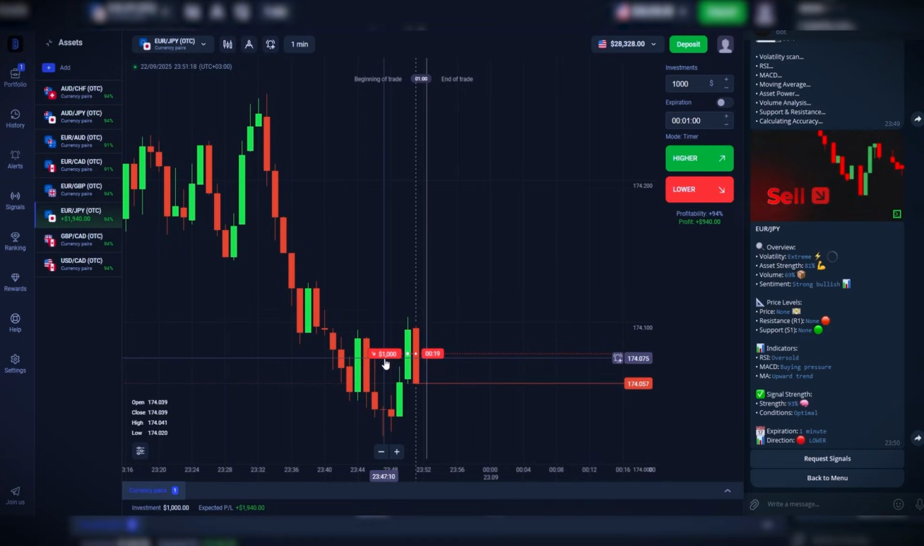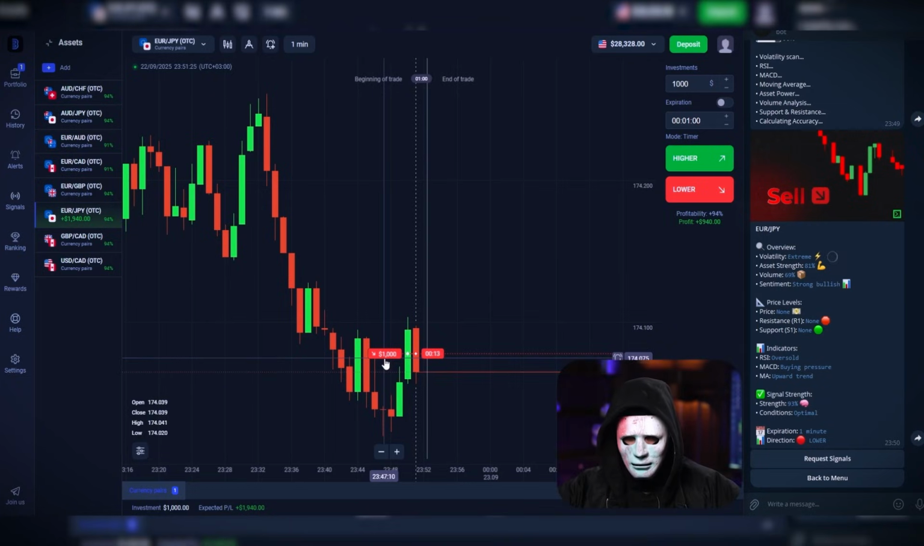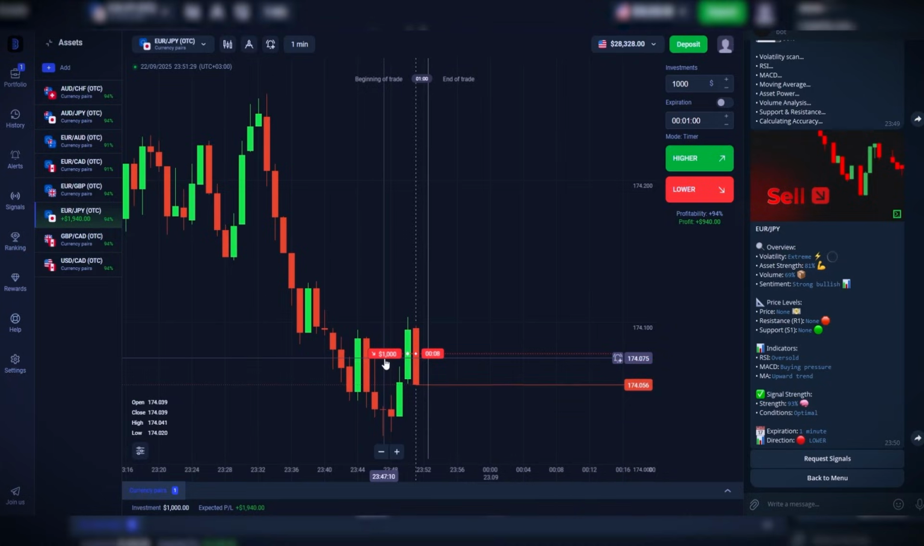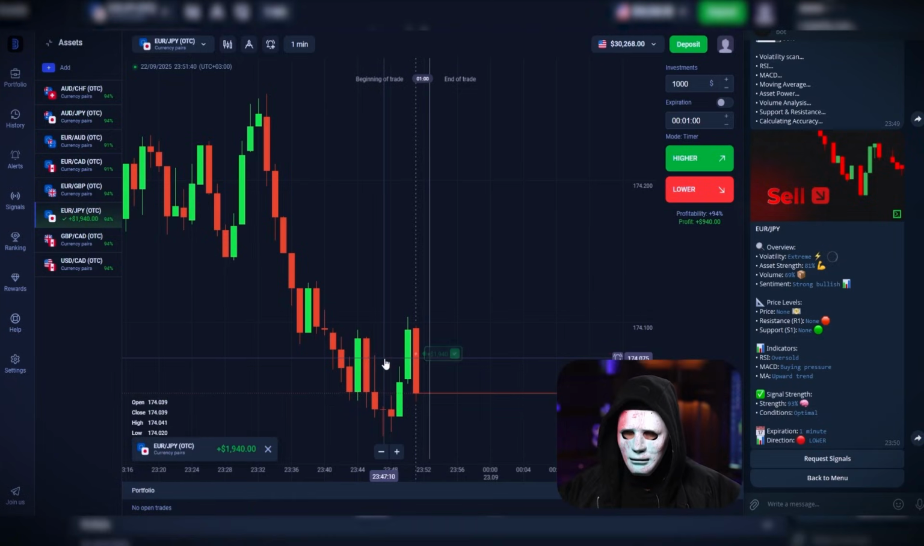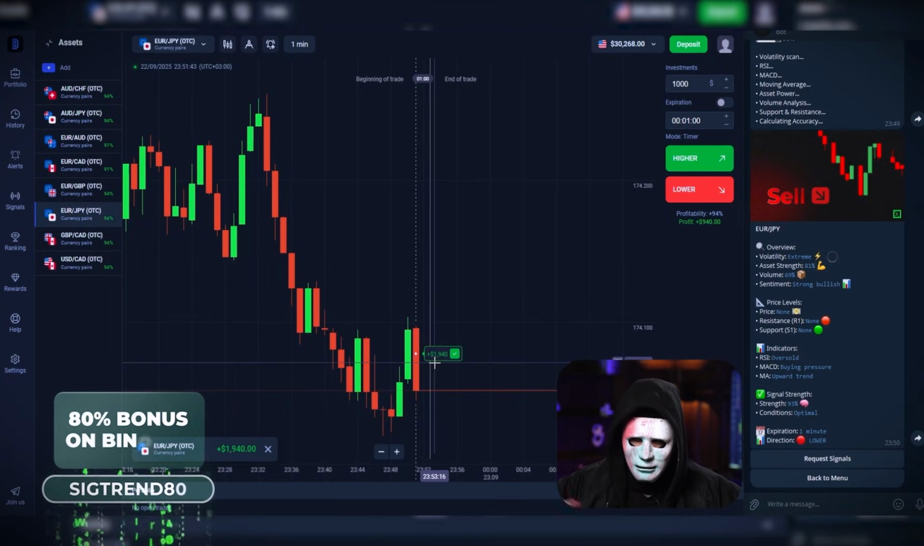A big red candle is forming. We're already below our entry point. I think this result is going to be good. Just a few seconds left. 3, 2, 1. And we've locked in our profit. Awesome. Once again, it worked out perfectly.